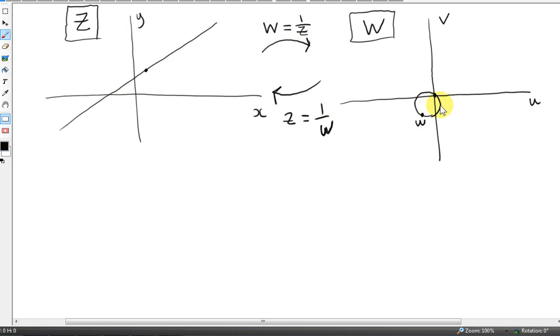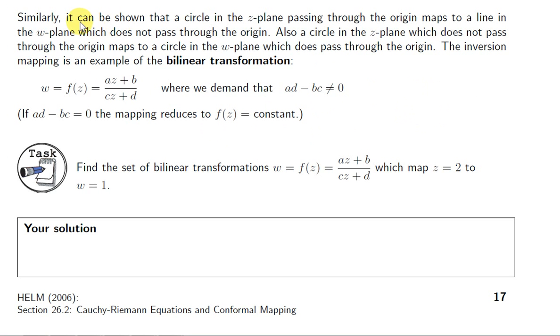So to go back from this circle to this line, we just have to invert the complex numbers on it. So we've just shown that fact, just using the fact that the inverse of an inversion mapping is another inversion mapping.